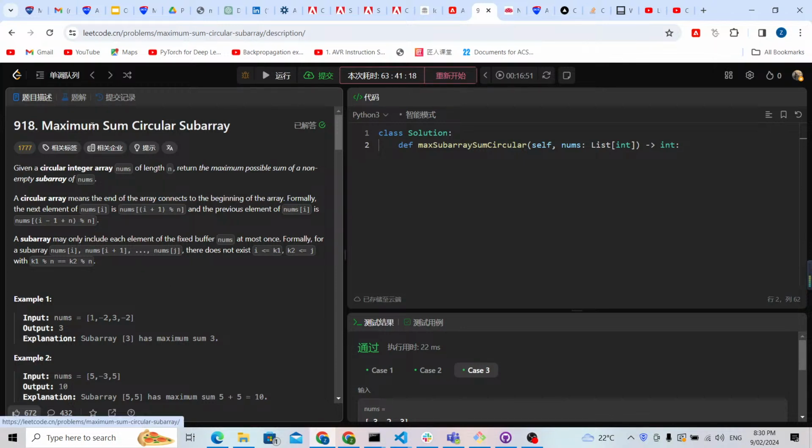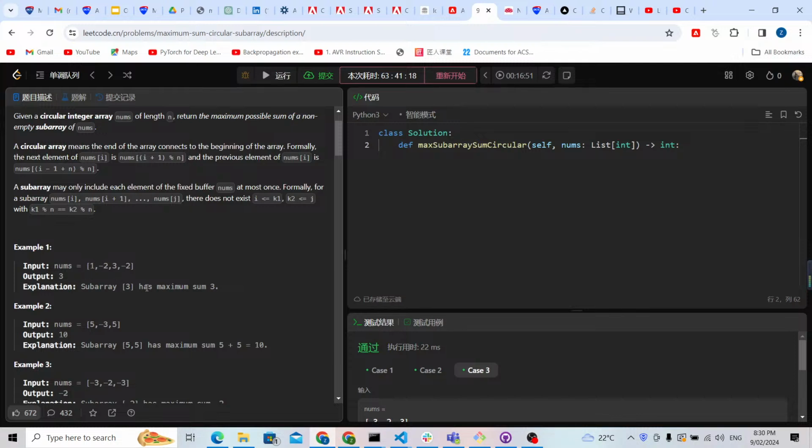So we want to calculate the maximum sum. For this one, for example, the maximum sum is 3. This 3 is the maximum, because you cannot find any elements whose sum will be bigger than 3. Yeah, so this is straightforward. But we should know that this nums can be turned around. It is a circular array.